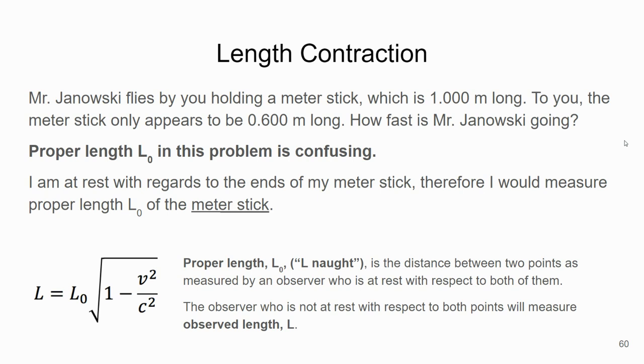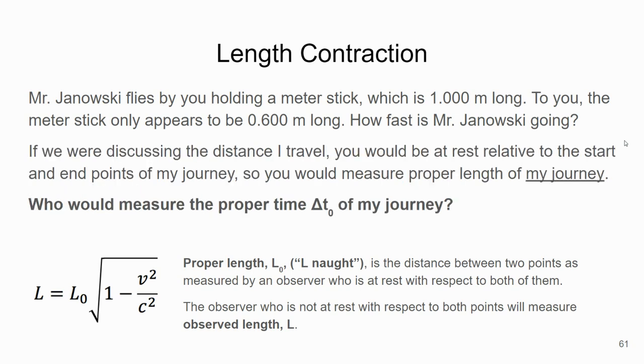Now, if we're talking about the room, you guys are at rest relative to both sides of the room, so you measure proper length of the room. Whereas I am not at rest relative to those things, so I measure observed length of the room. So I get proper length of the meter stick, you get observed length of the meter stick. You guys get proper length of the room, I get observed length of the room.